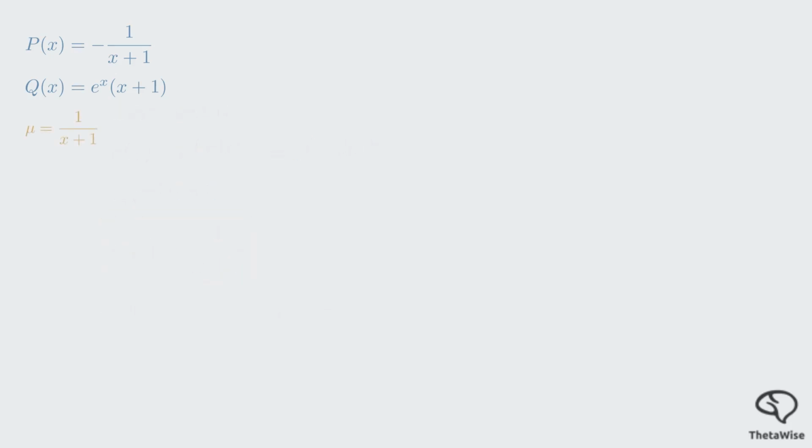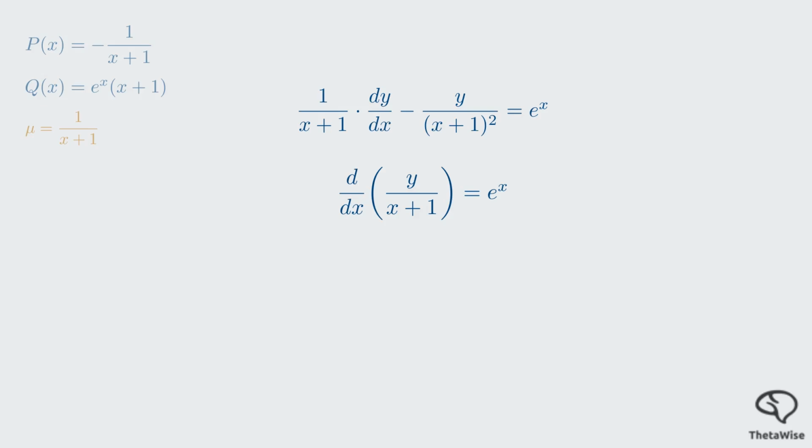Multiply the standard equation by 1 divided by x plus 1. The left side becomes y divided by x plus 1. On the right, q times the integrating factor is e to the x times x plus 1, multiplied by 1 divided by x plus 1. The factors cancel, leaving e to the x. Therefore, y divided by x plus 1 equals the integral of e to the x dx plus c, which is e to the x plus c.